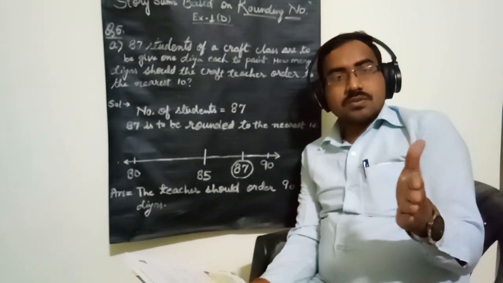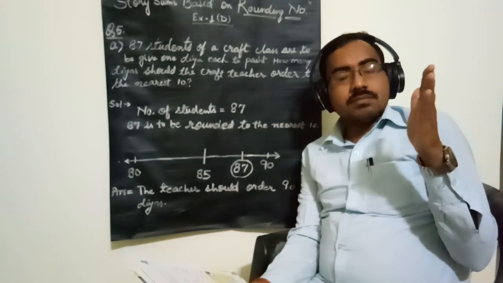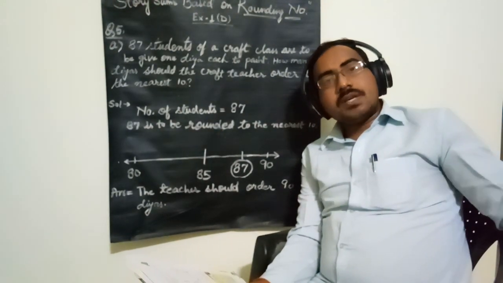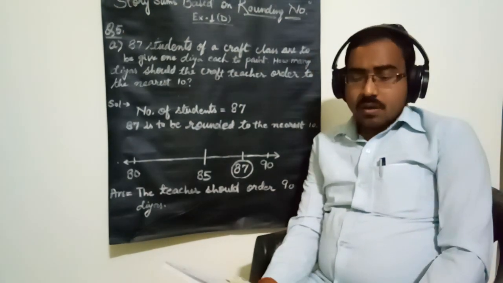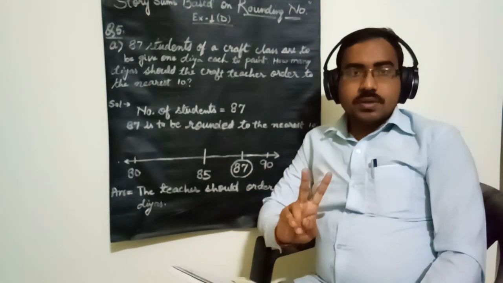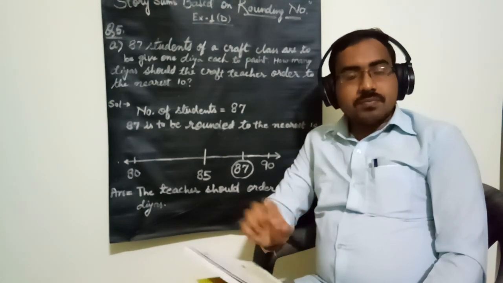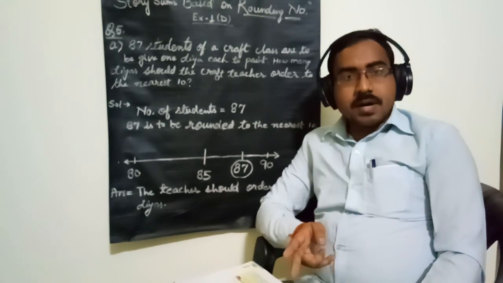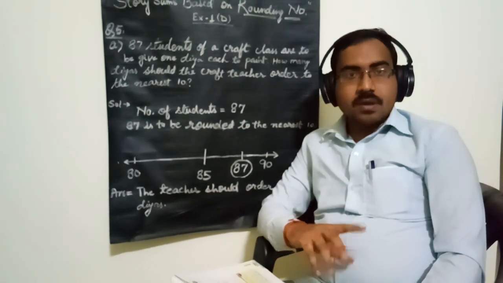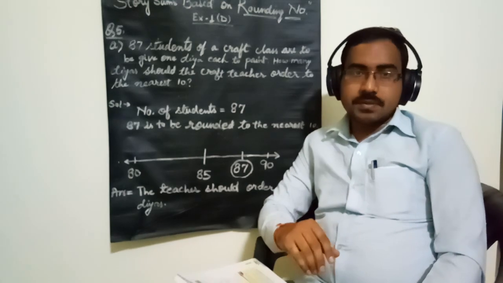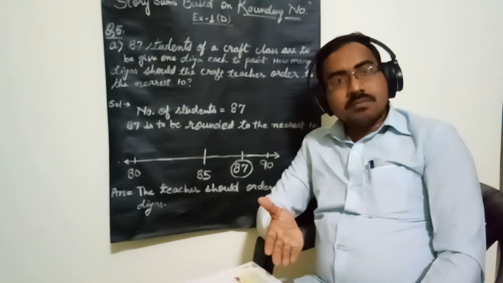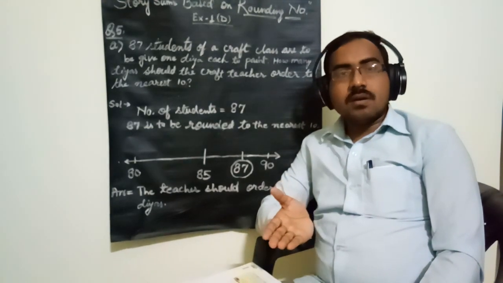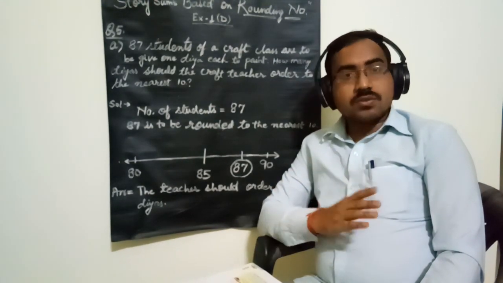Think about it. First of all, stop here and think about the figure 53. 53 will fall between 50 and 60. 50 and 60 are the two tens. What is the halfway of 50 and 60? It is 55. Now compare 55 and 53. 53 is less than 55. So obviously it will come before 55. That means between 50 and 55. That means it is closest to 50.